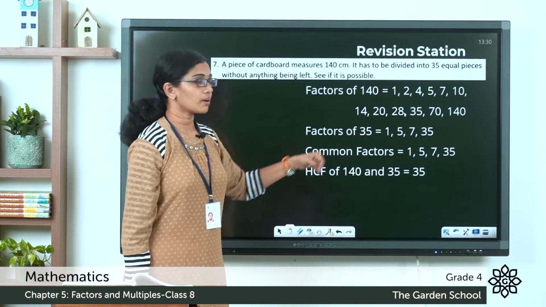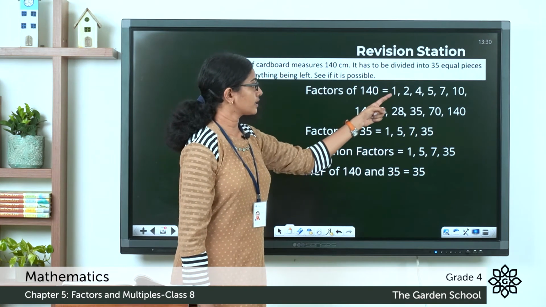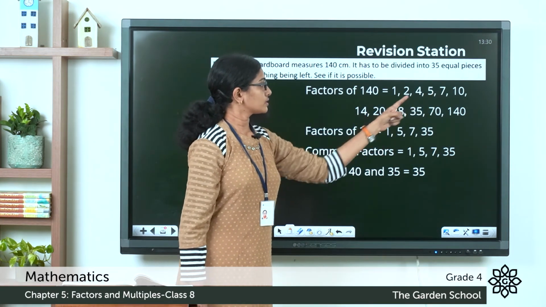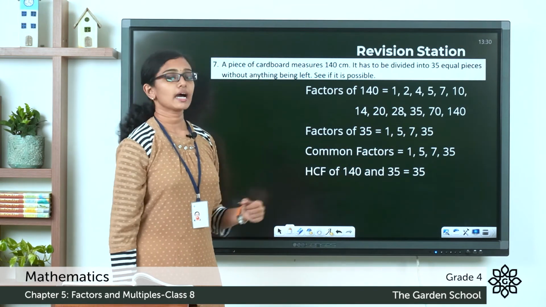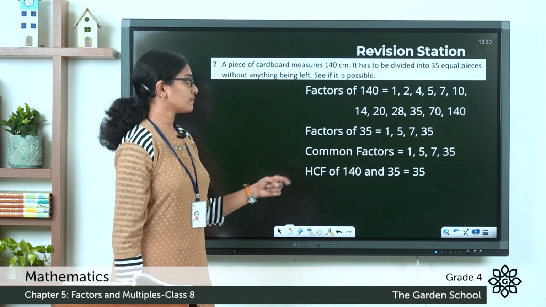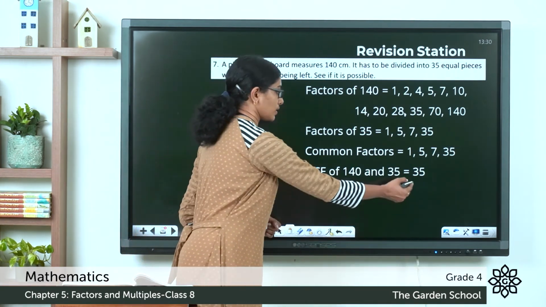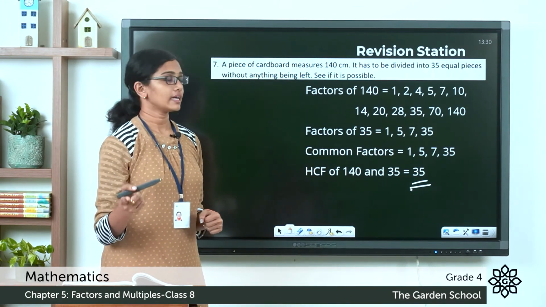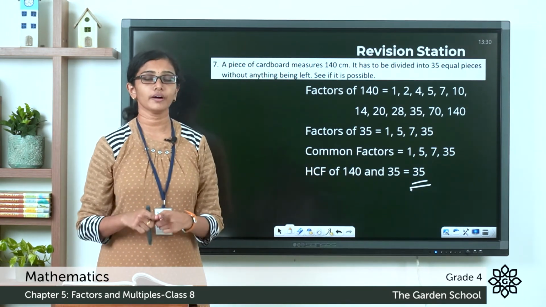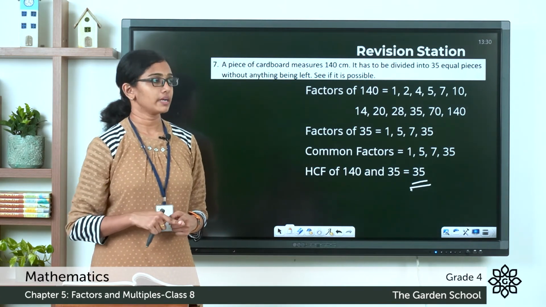And you see the common factors between them. The common factors are 1, 5, 7 and 35. And which is the highest among these? The highest common factor of 140 and 35 is equal to 35. And what is highest common factor, HCF? HCF means the largest number which can divide the given numbers completely without any remainder.